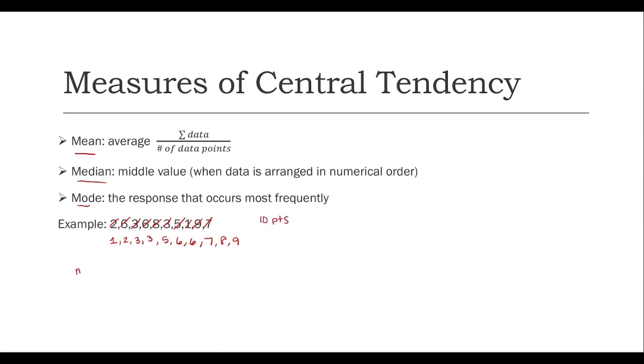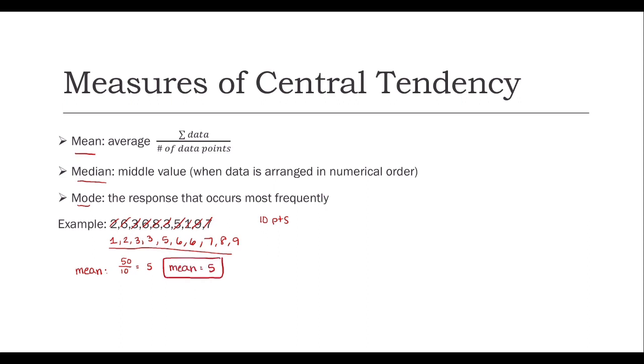So to find our mean, we'll add up all of these numbers. So the sum of your data would be 50, and the number of data points is 10. 50 divided by 10 is 5, so your mean equals 5.